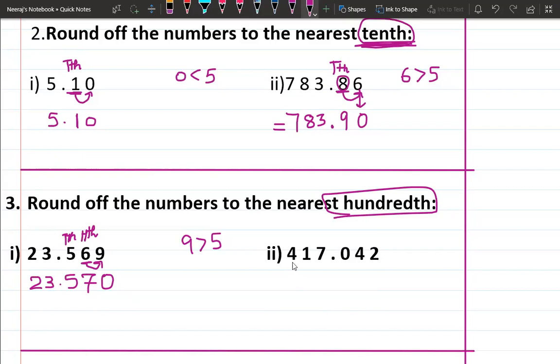The next number is 417.048. Firstly, we have to see the hundredths place. So this is your tenths place. This is your hundredths place, HTH. So 4 is on the hundredths place. We have to see the digit on the right side of the hundredths place. It is 2 only, and 2 is less than 5. So the digit 4 will remain same. We'll write 2 as 0. 4 will remain same, 0, and the rest of the digits we have to just copy down with the decimal point.